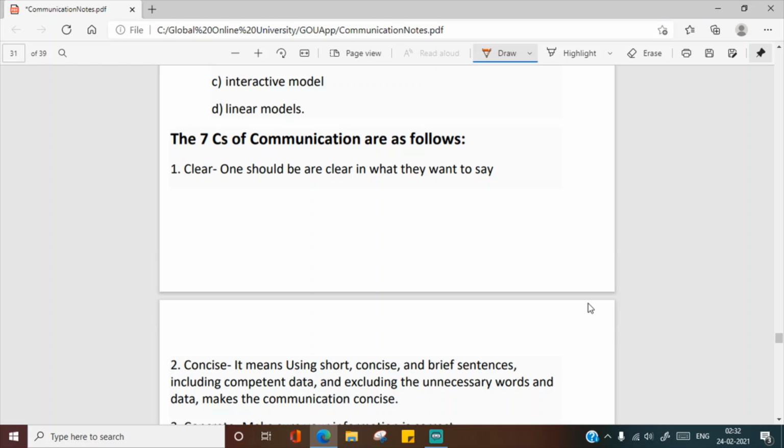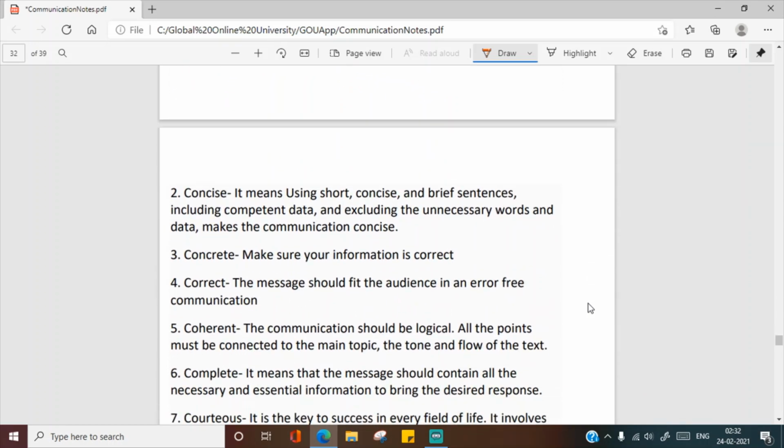The 7 C's of communication. So in communication we have 7 C's. What are those? Clear. One should be clear in what they want to say. Communication should not be vague. Vague means unclear. It should be clear what we want to tell the other person. It should be concise. Concise means short, brief. We shouldn't use lengthy sentences while communicating.